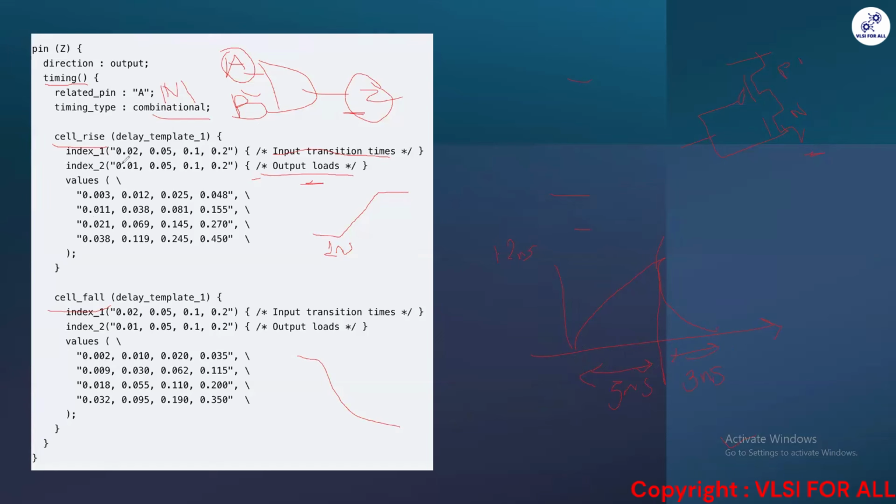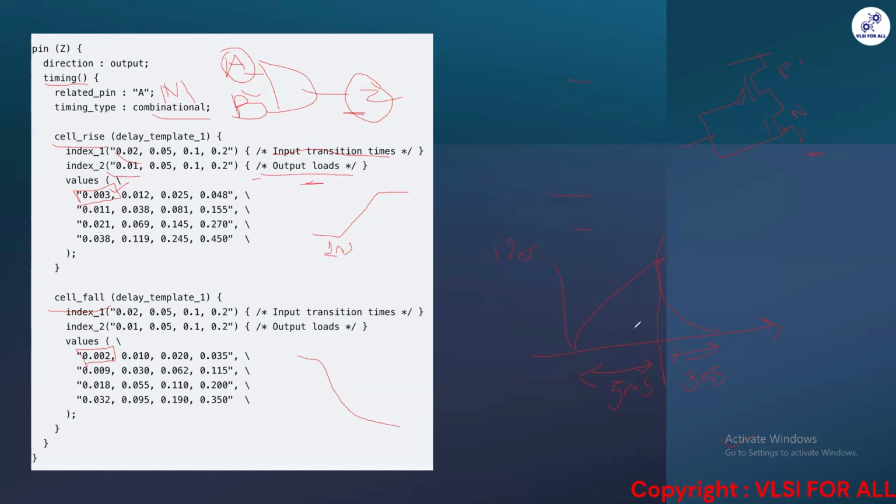See, if you look at it, the library itself has 0.02 as the input transition and 0.01 as the output load. But if you look at this value when you're giving it as a rise time, whenever a cell is making a high transition, the PMOS becomes active and it has to charge it. So it takes a bit more time. Now look at the same value over here.